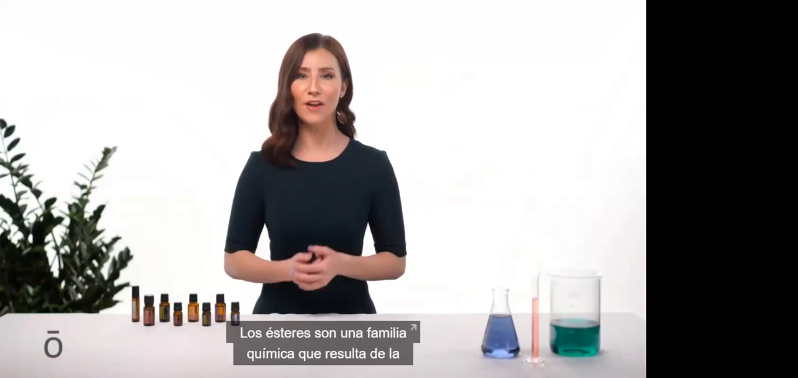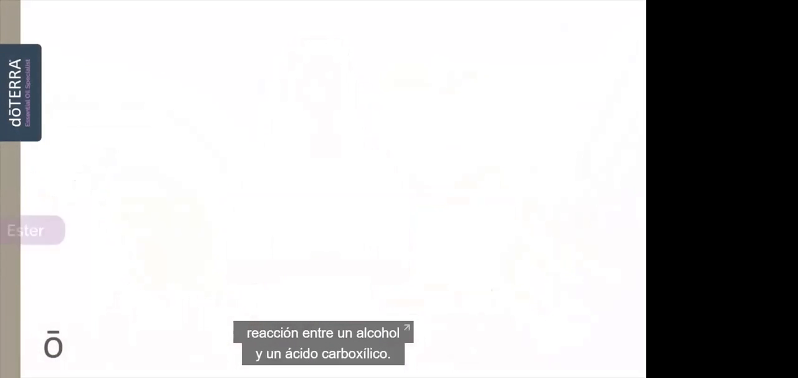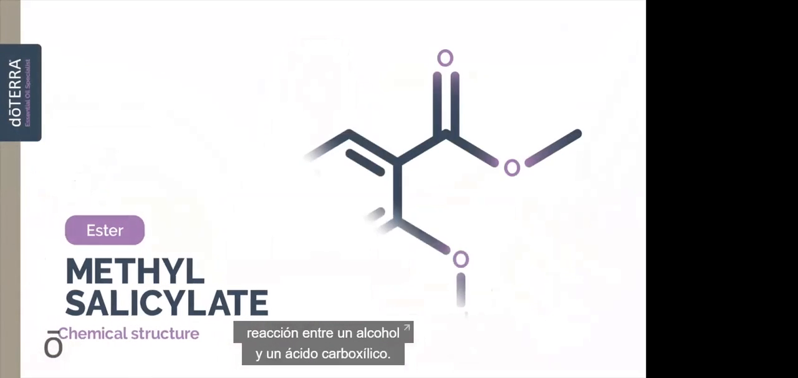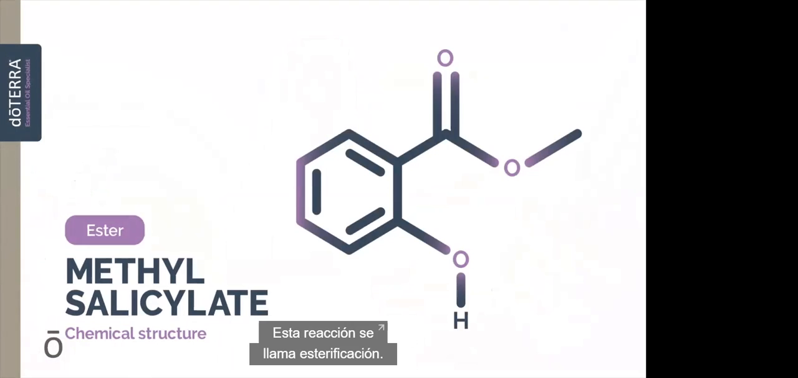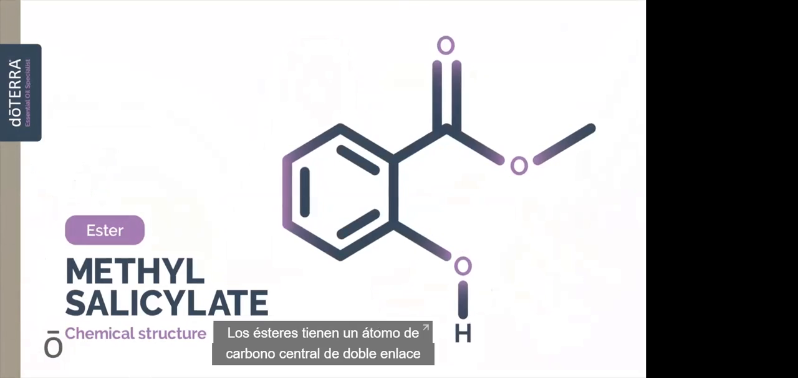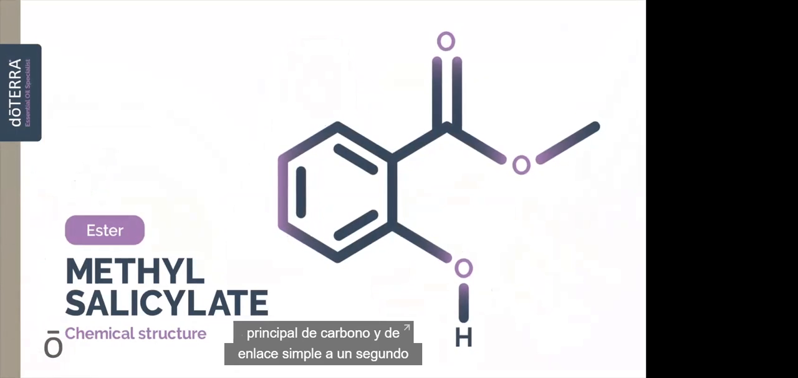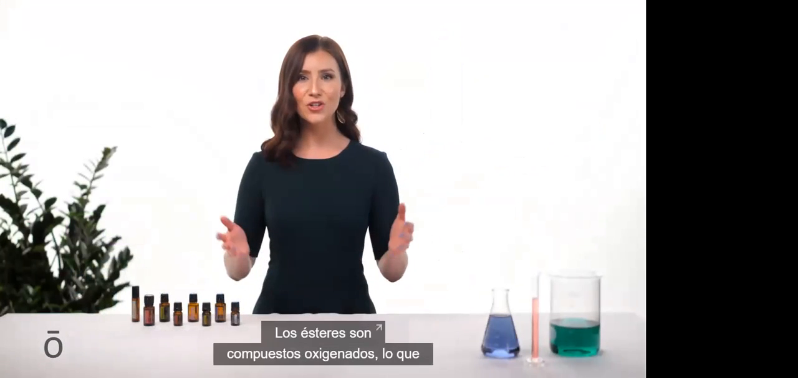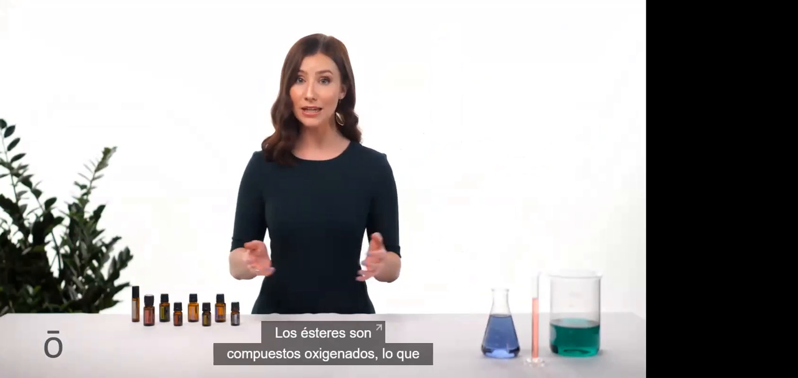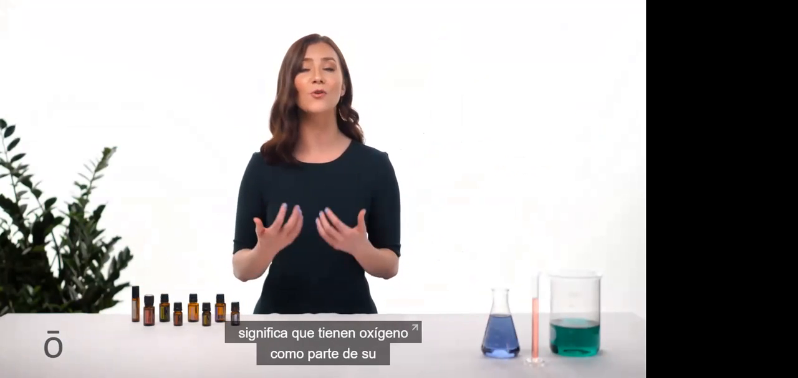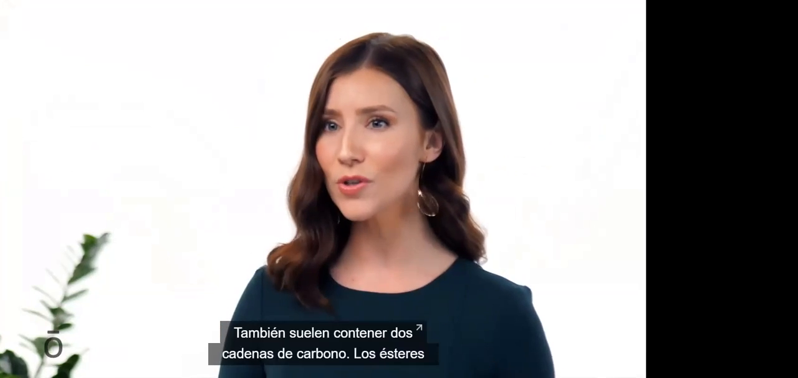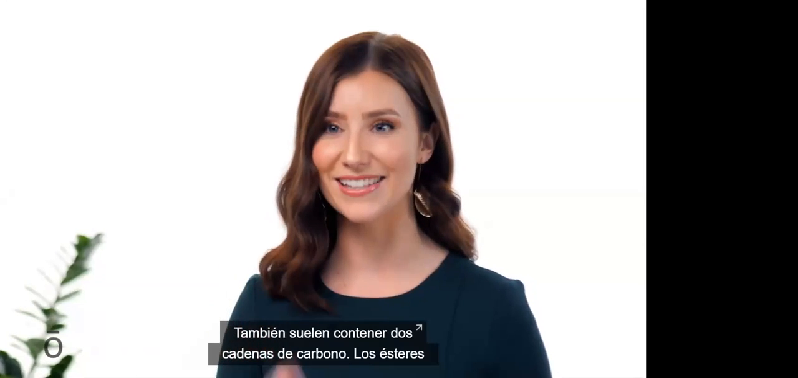Esters are a chemical family that results from the reaction between an alcohol and a carboxylic acid. This reaction is called esterification. Esters have a central carbon atom double bonded to an oxygen atom, single bonded to the carbon backbone, and single bonded to a second oxygen atom. Esters are oxygenated compounds, which means that they have oxygen as part of their chemical structure. They also usually contain 2 carbon chains.